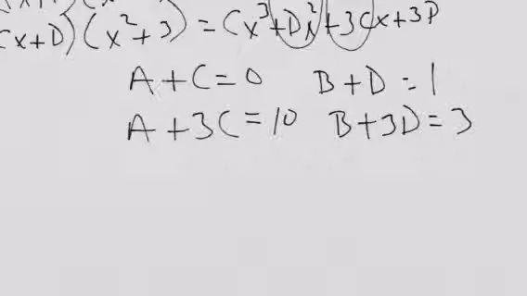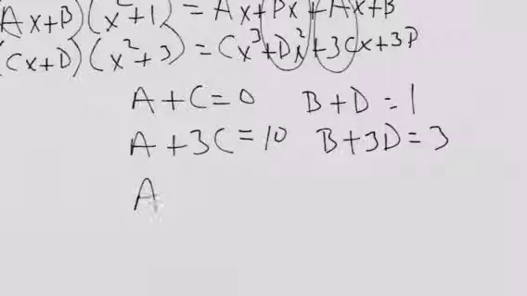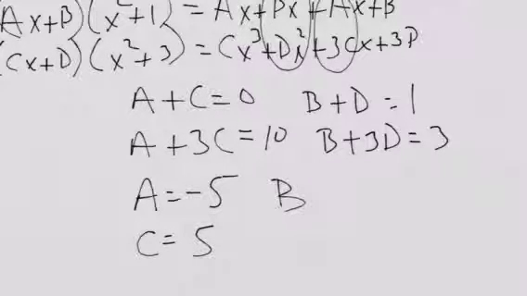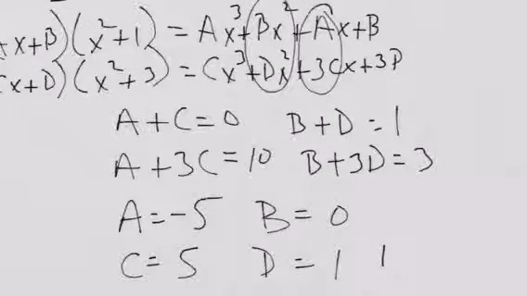Again, I'm going to want y'all to check me on this, but you need to know how to do this. I found that a was -5, c is 5, b is 0, and d equals 1. So that's what I found when I was doing this.